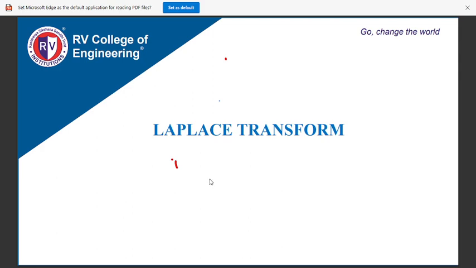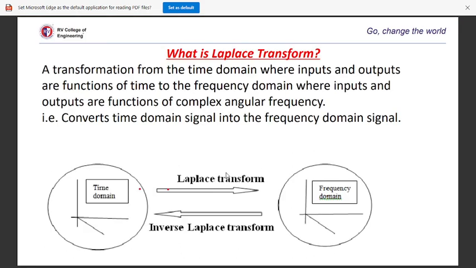Today's topic is Introduction to Laplace Transform. Then, what is Laplace Transform? When we talk about signals, there are two types of signals. One is discrete time signal and the second one is continuous time signals.